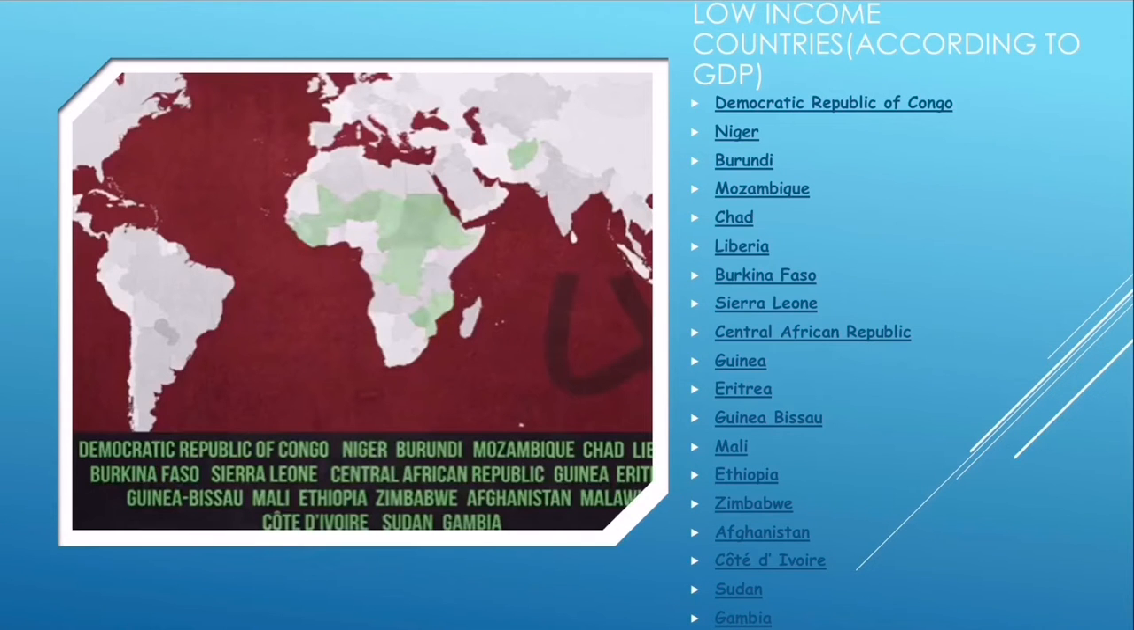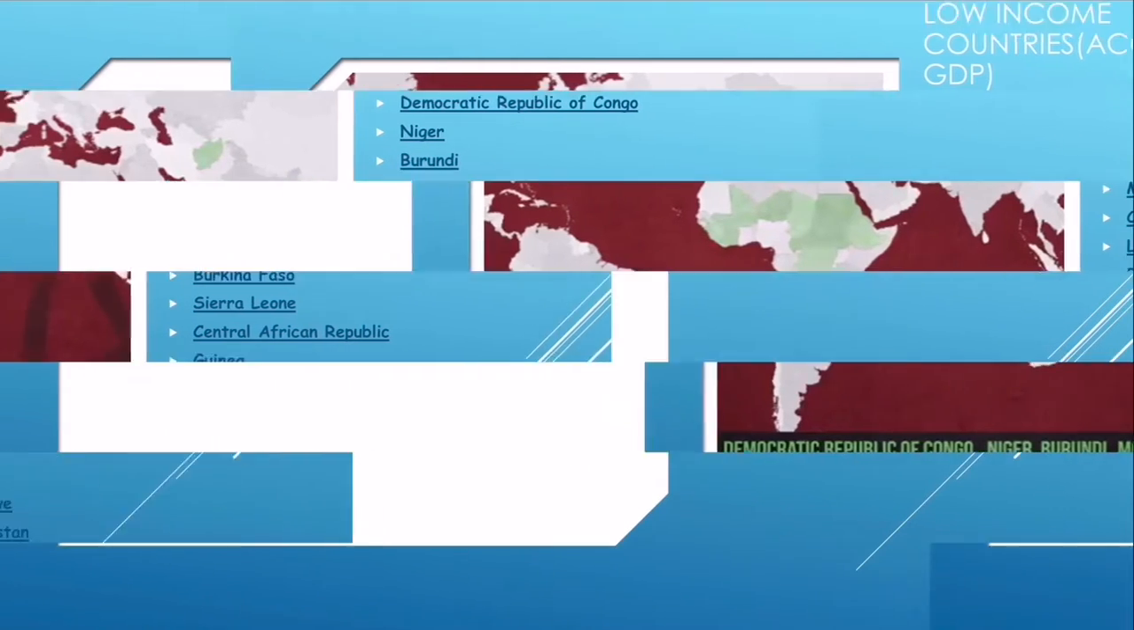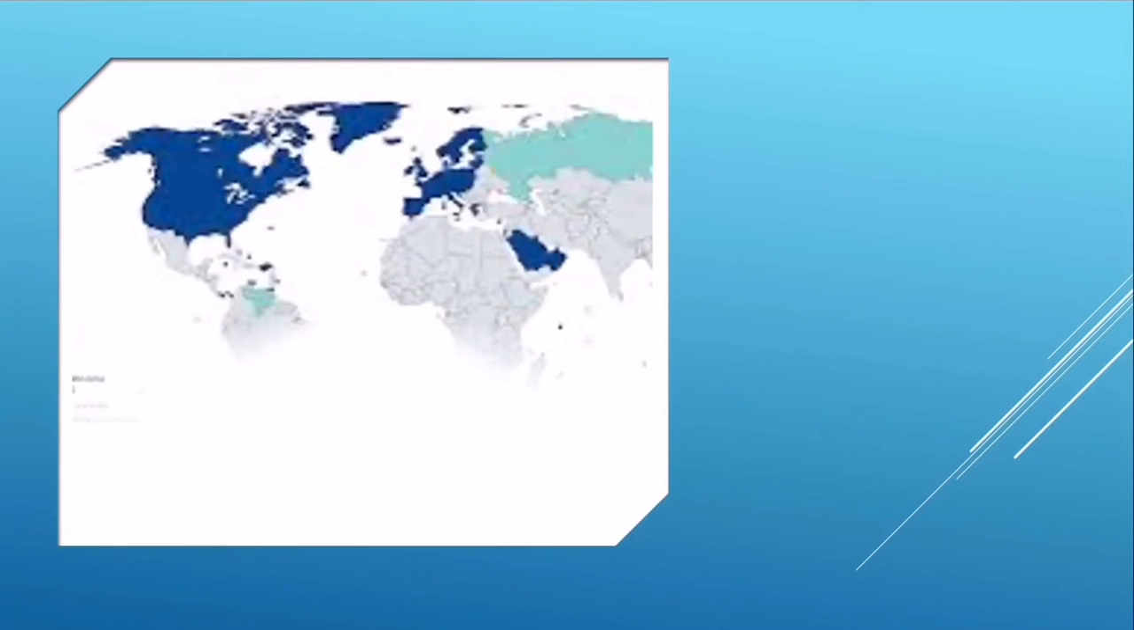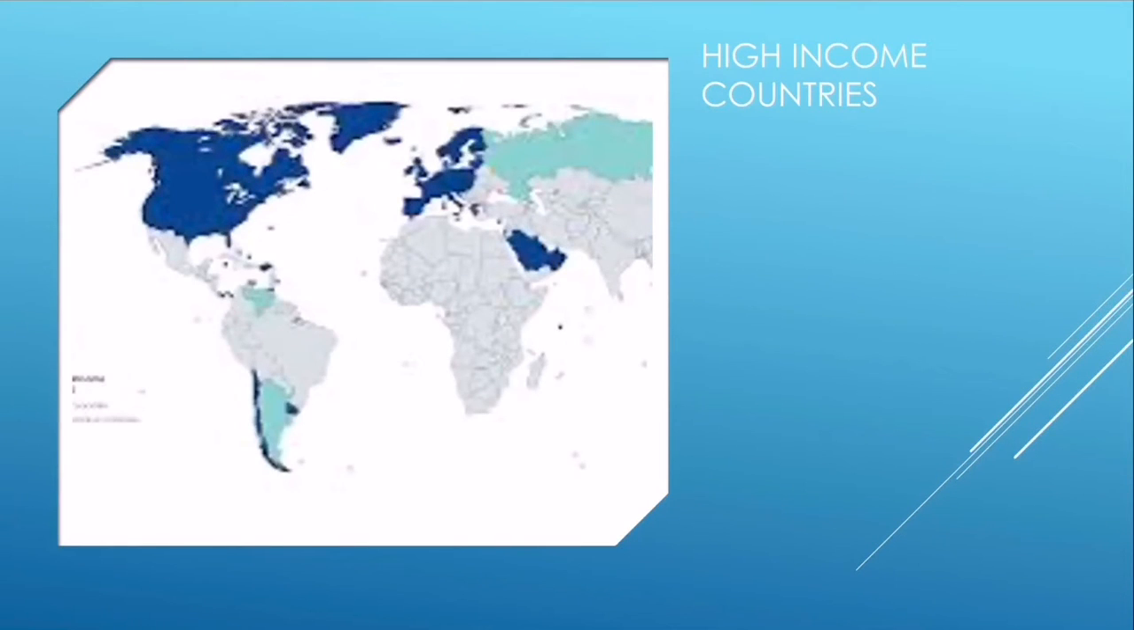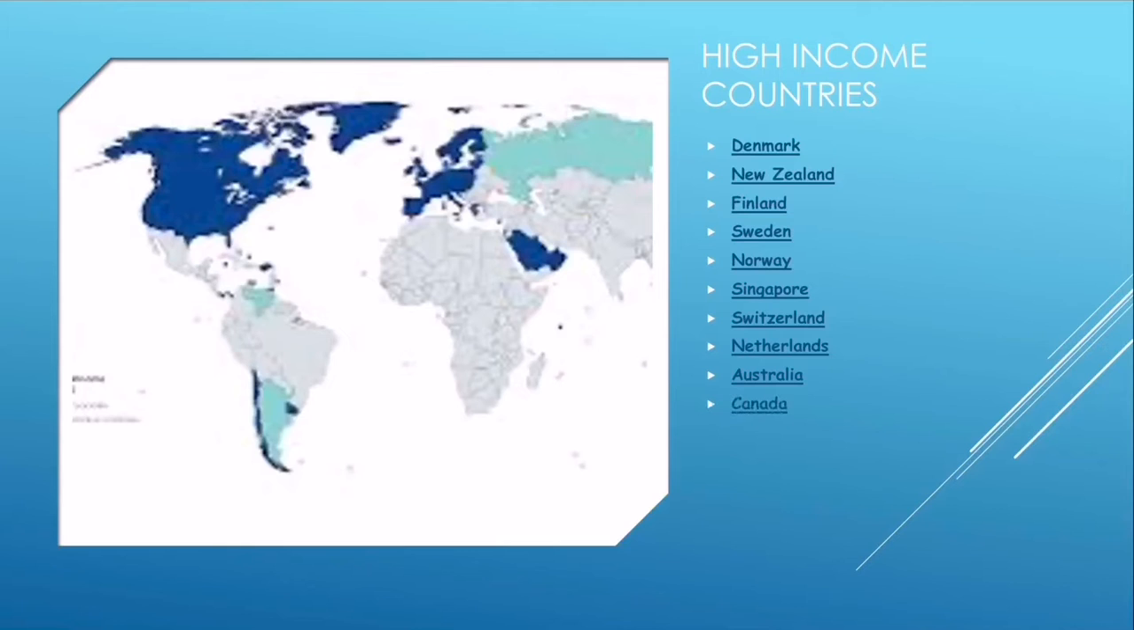Now let's have a look at the world's high-income countries or HIC. The high-income countries are Denmark, New Zealand, Finland, Sweden, Norway, Singapore, Switzerland, Netherlands, Australia, Canada, Luxembourg, Germany, Iceland, United Kingdom, Barbados, Belgium, Hong Kong. Brilliant, Janelle, that was really good.